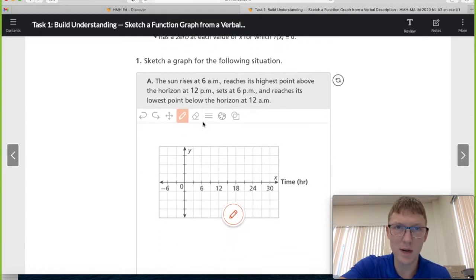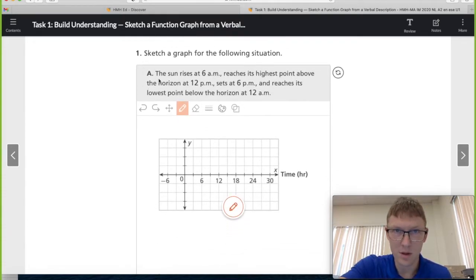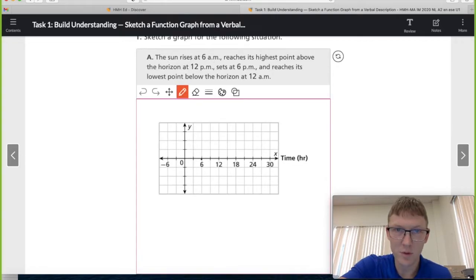So we've got one here that we can do. The sun rises at 6 a.m. So we're going to draw a little thing here. Reaches its highest point above the horizon at 12 and sets at 6 p.m., which looks like they are going into military time, so that's cute. And reaches its lowest point at 12 a.m.